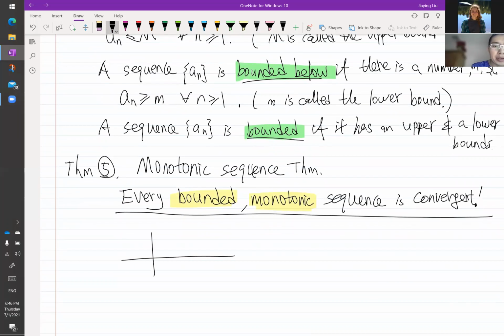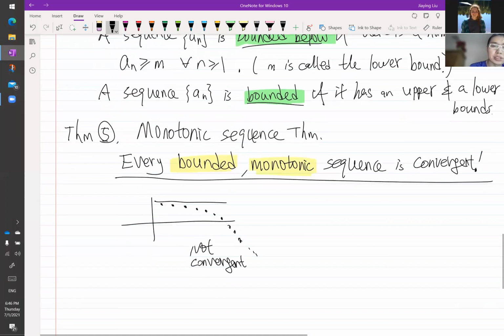For example, you might have a sequence that's monotonic decreasing, and it's bounded above, but it's not bounded below, so it's not bounded. Even though it's monotonic, it's not bounded, so it's not convergent. So in this example, I'll just say not bounded. Therefore, it does not converge.